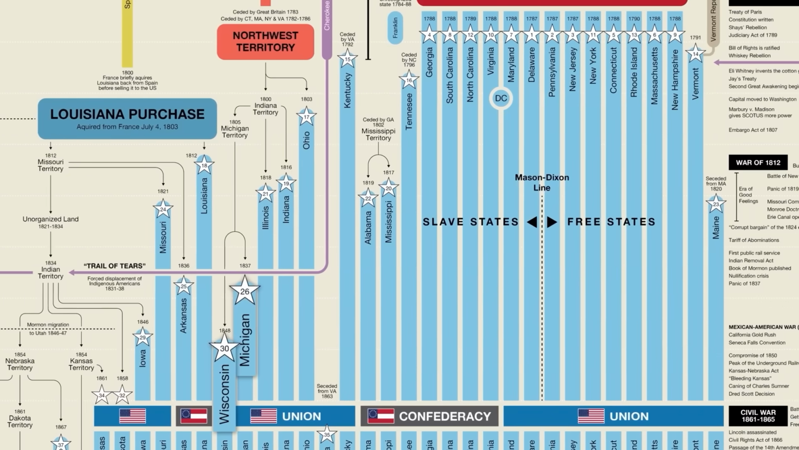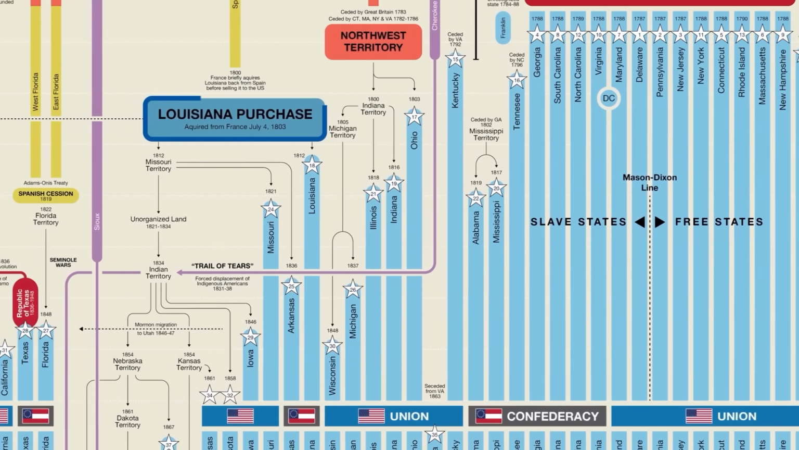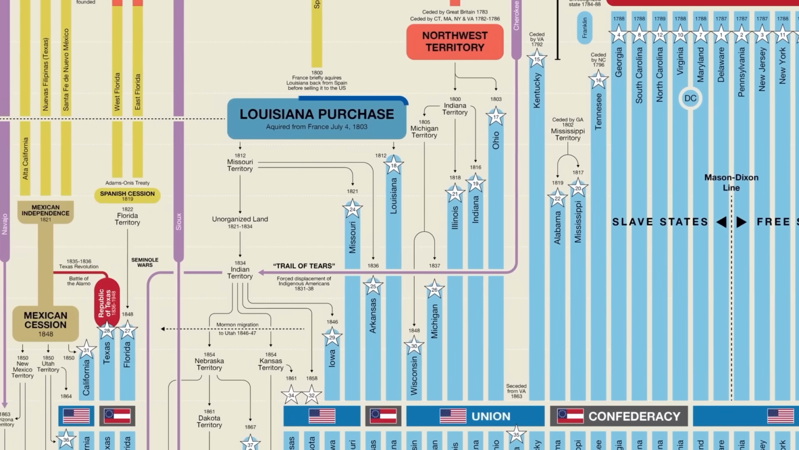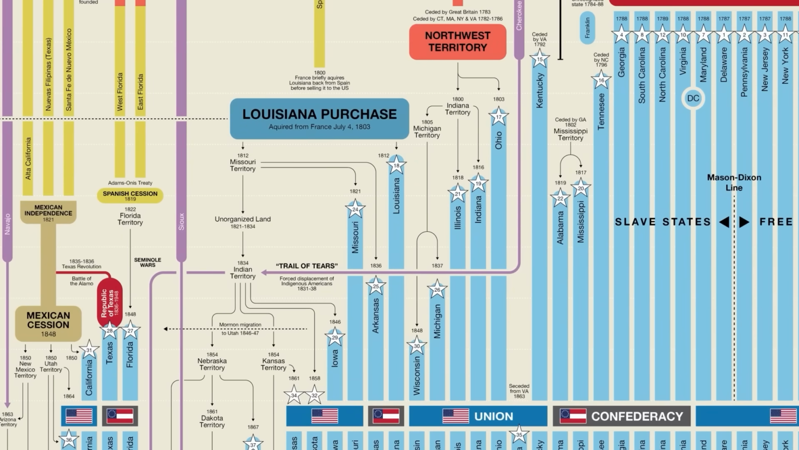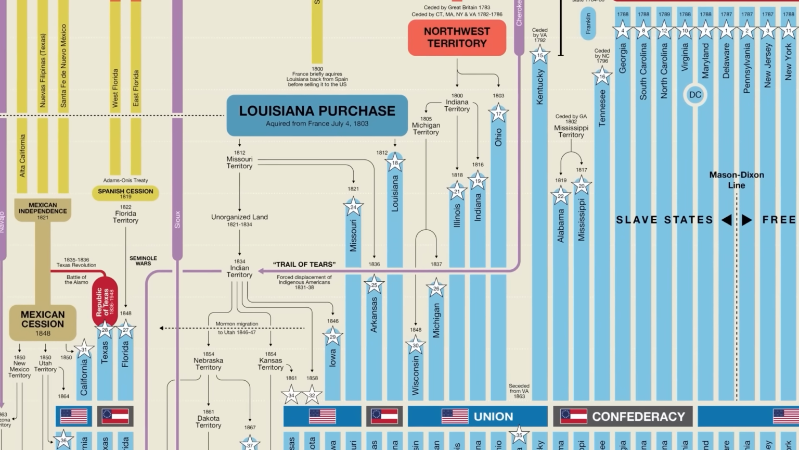Let's next look at the Louisiana Purchase, which was acquired from France in 1803. But wait, didn't I say that most of Louisiana had been given to Spain after the fall of New France? Well, yes, it had. But in 1801, Napoleon secretly made a deal with Spain and got it back, only to then, 2 years later, sell it to the United States. But here's the important thing to realize.